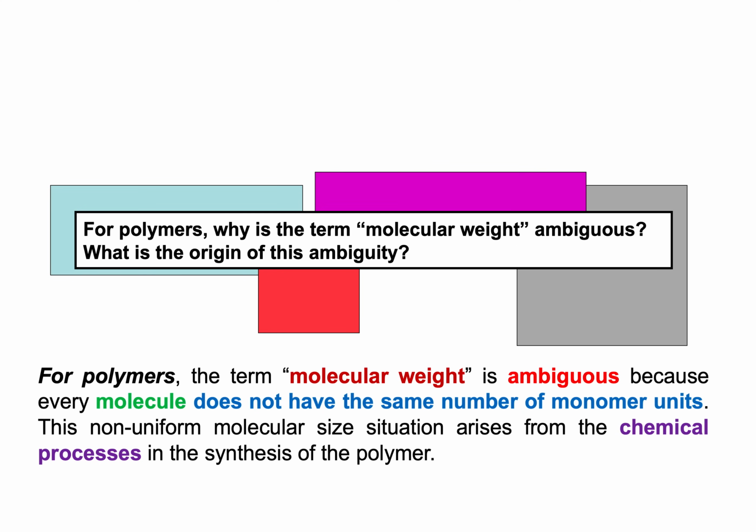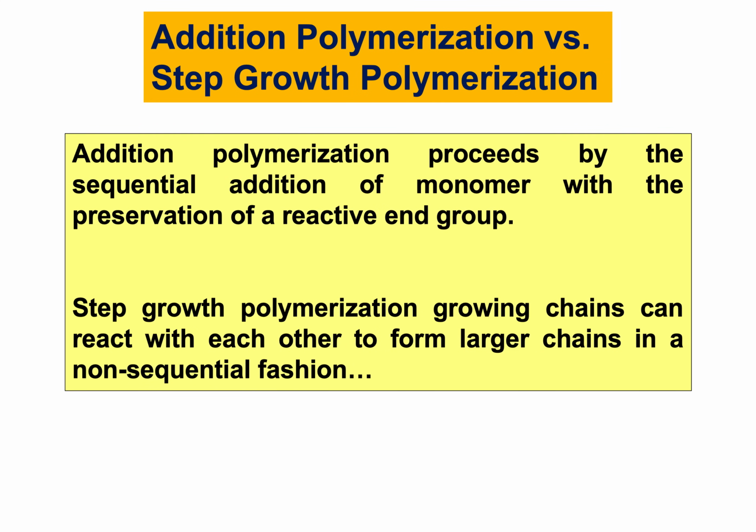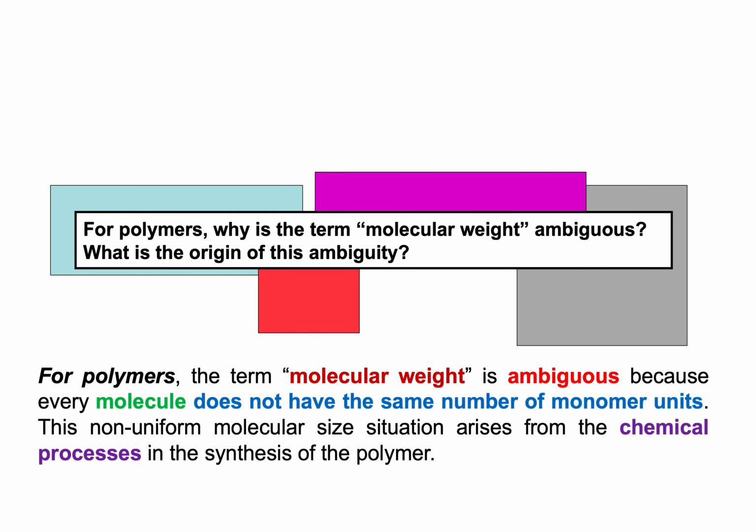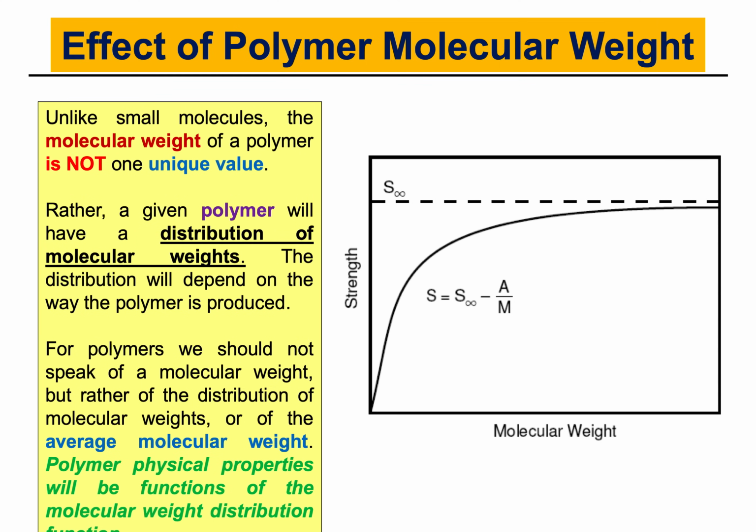because it's impossible to have the same length or the same number of monomers for all the polymers inside your material. This non-uniform molecular size situation arises from the chemical processes in the synthesis of the polymer, especially in addition polymerization. You need to make sure how you start and when you stop your polymerization. In step growth polymerization, it's non-sequential, and it can have different starting, initiation and termination points. So it's impossible to have a polymer with exactly the same molecular weight for each of the polymers that make the material. And unlike small molecules, molecular weight is not a unique value.